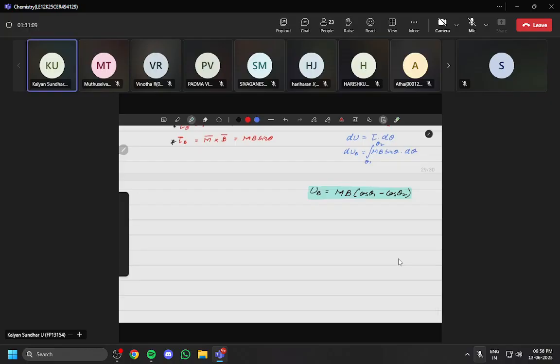You just need to remember this. Whatever you have studied in the first chapter, electrostatics, the same thing you have to remember. Only thing, replace E with magnetic field, and replace P with the magnetic dipole moment, M vector.